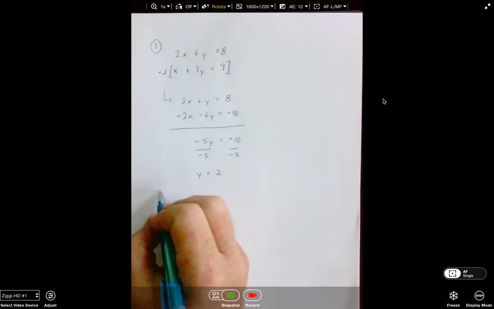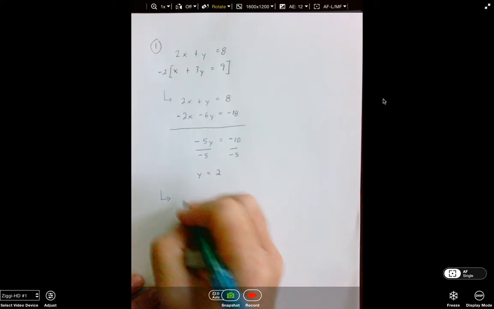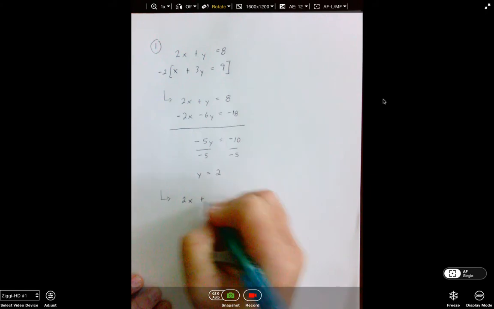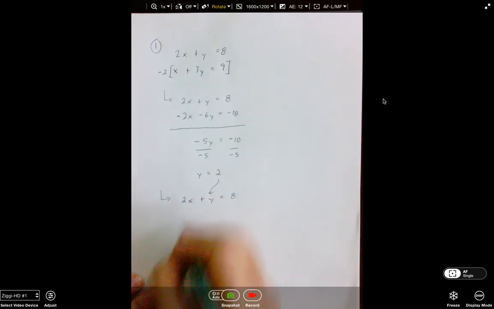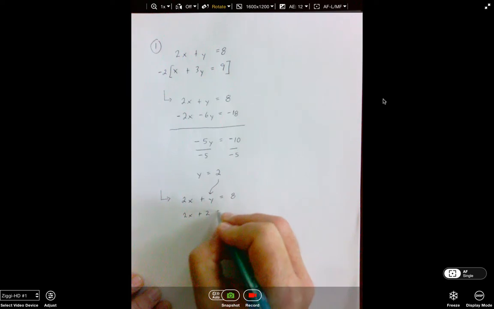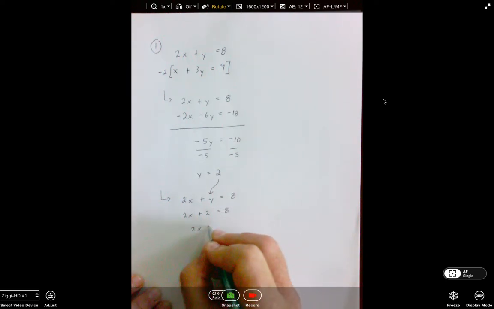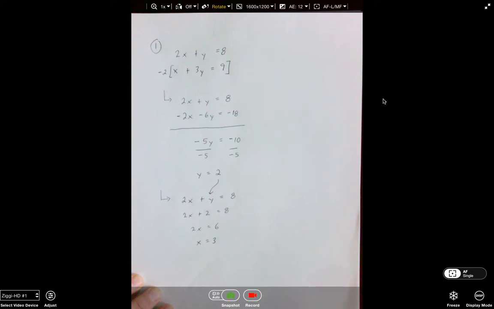Now I can choose one of the equations that I started out with. I'm just going to choose the 2x plus y equals 8. But I know that y has to be 2, so I can make this 2x plus 2 equals 8. I think we all see that that's going to be 2x equals 6. Divide both sides by 2, and we see that x has to be equal to 3. So our solution will always be an ordered pair in the form x comma y. So our solution in this problem would be 3 comma 2. Okay, now this is what we call the addition method.